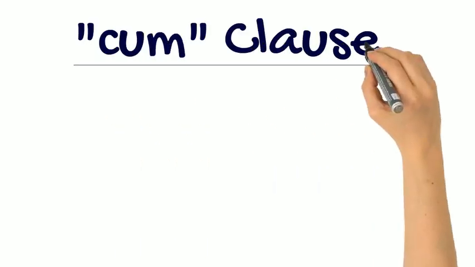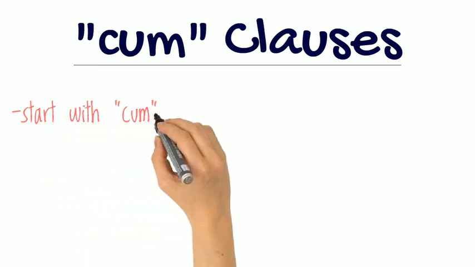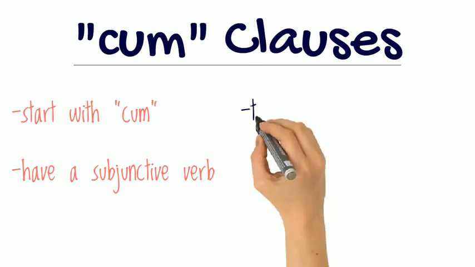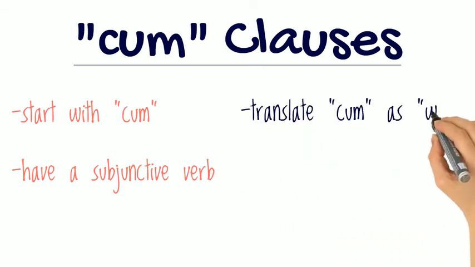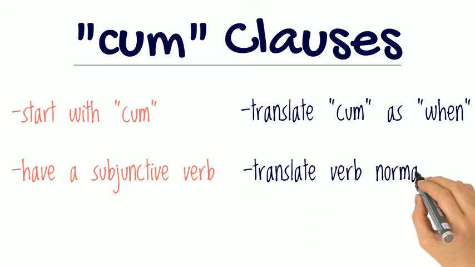So let's review what we know about cum clauses. They start with a cum, and they have a verb in the subjunctive. Once we go to translate, cum becomes when, but the verb we will translate just as we normally would.